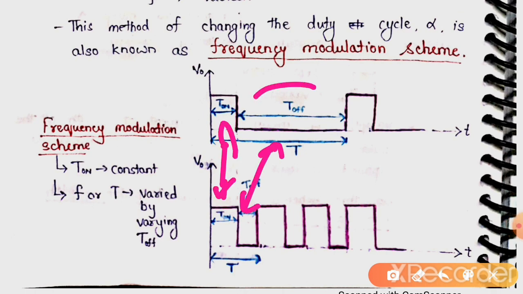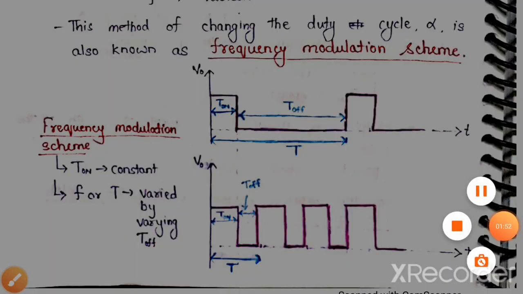So for large turn off time, the load current may become discontinuous, which is not desirable in frequency modulation scheme. That is the third point.